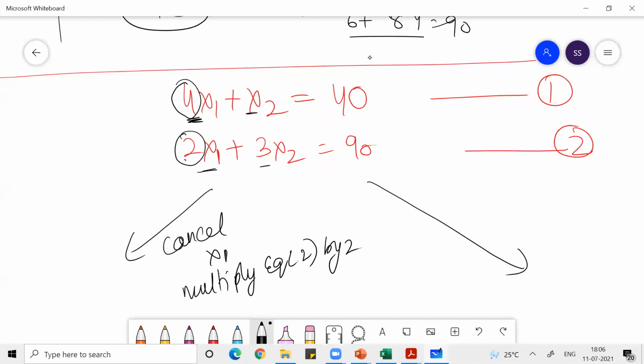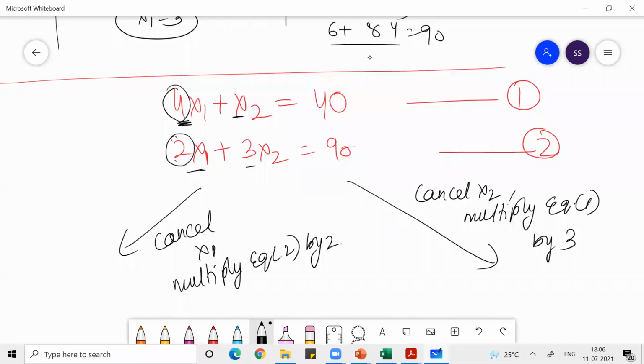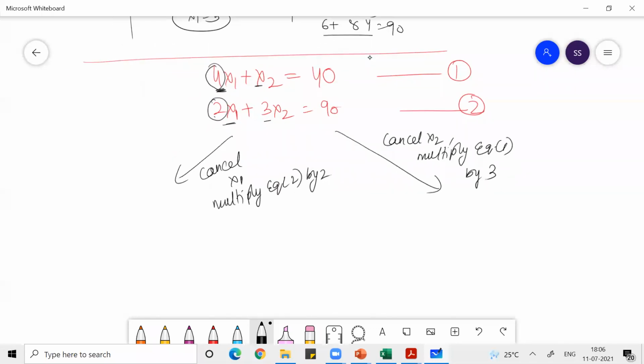If you want to cancel x2, then multiply the first equation by 3. Multiply the first equation by 3, and then you can subtract and solve it. So it's all your discretion. Whatever you like, you can do that. So that is one method to do it. If I want to cancel x1, then I multiply equation 2 by 2.